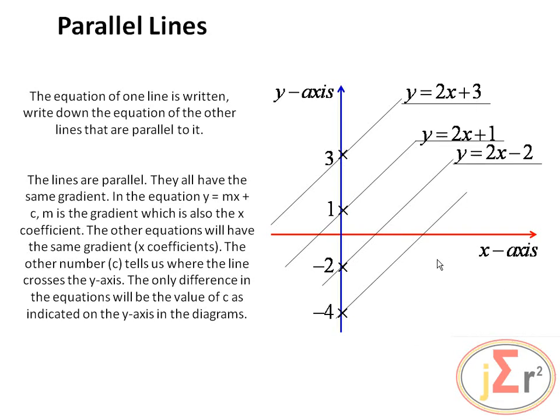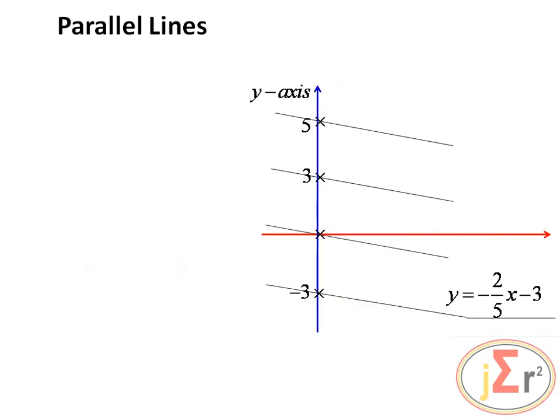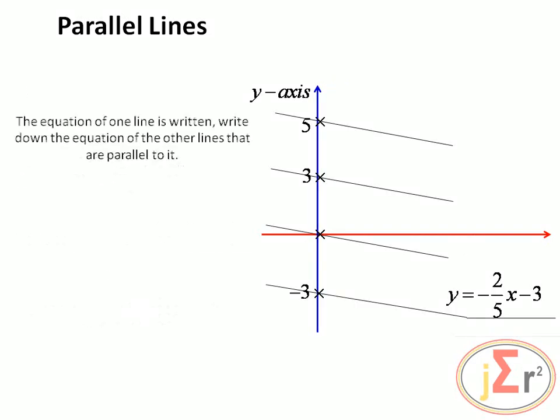And we do the same for the other one. Same gradient, it crosses the y-axis at 1, so y is equal to 2x plus 1. Same gradient, it crosses the y-axis at negative 4, so y is equal to 2x minus 4. Here we have another line. The equation of one line is written, of course, and we are going to write down the equation of the other lines that are parallel to it.